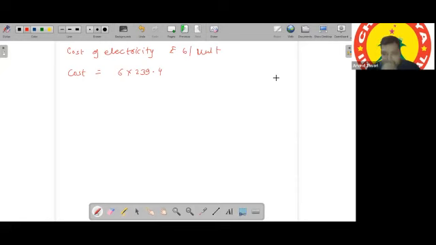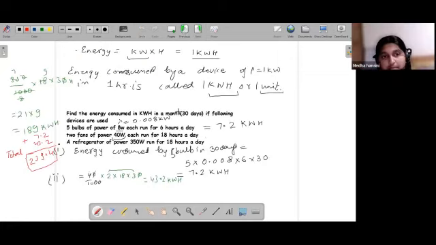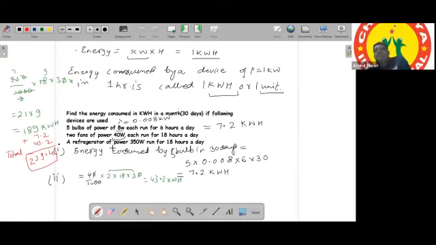Understood or still confused? So first and second I understood, but the third one I'm feeling that. So for the third one, that means for the refrigerator. Yes, so it's a similar thing. What is the difference? You convert your power to kilowatt and multiply it with time. Power is 350. Convert it to kilowatt: 350 divided by 1000 and multiply it with time. Okay, so time is 18 into 30.